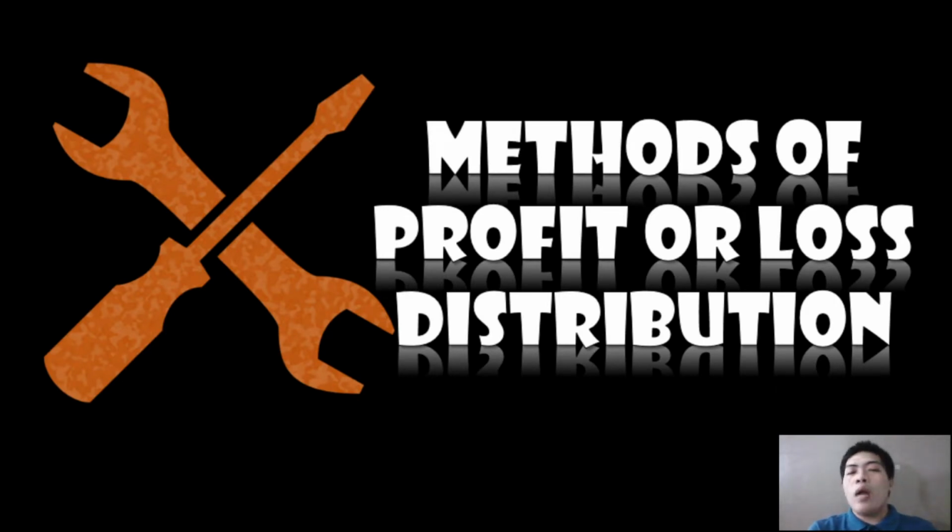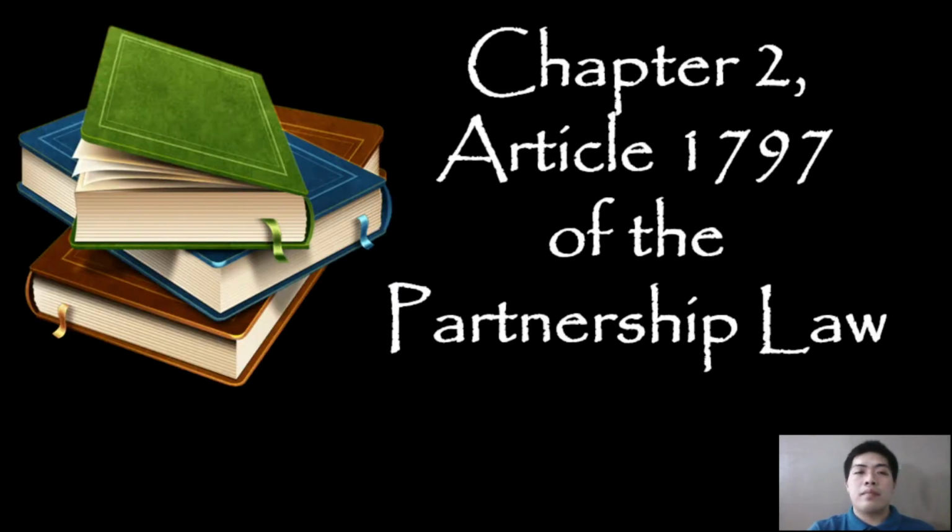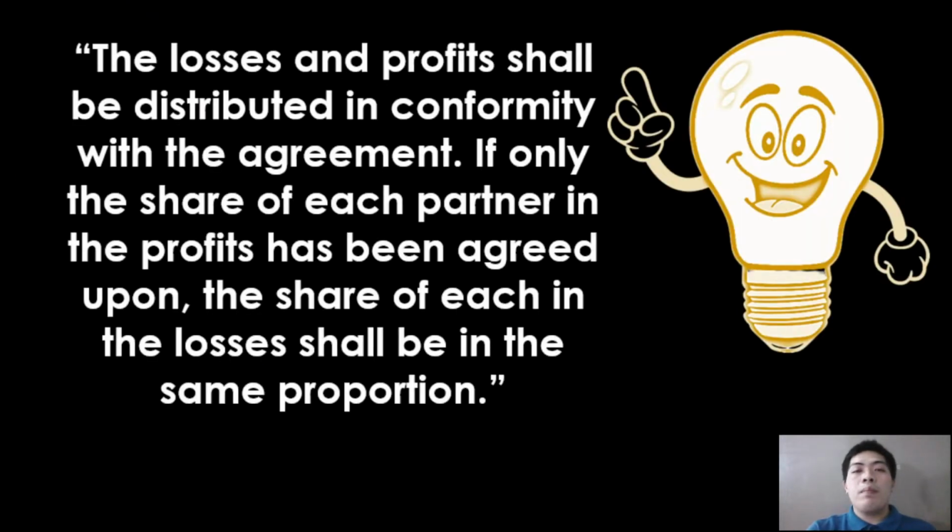Okay. Ano nga ba yung mga methods ng profit or loss distribution sa partnership operation? According to Chapter 2, Article 1797 of the Partnership Law, o di ba meron na tayong citation sa law? Law student. Joke lang. The losses and profits shall be distributed in conformity with the agreement. So, nagbo-boils down again sa agreement ng partners. If only the share of each partner in the profits have been agreed upon, the share of each in the losses shall be in the same proportion.